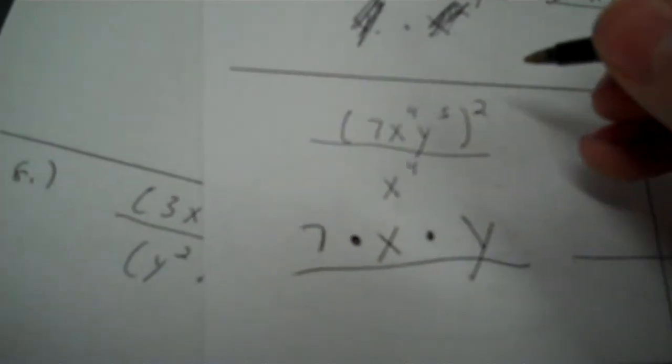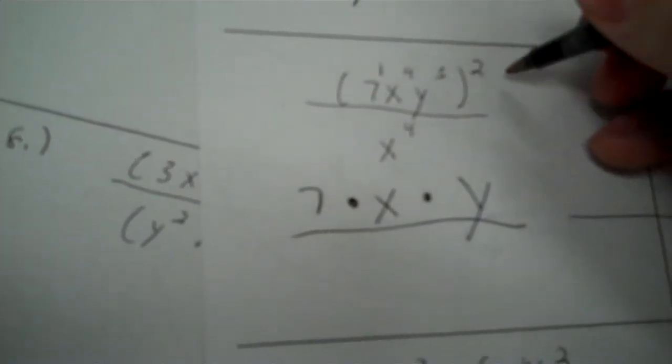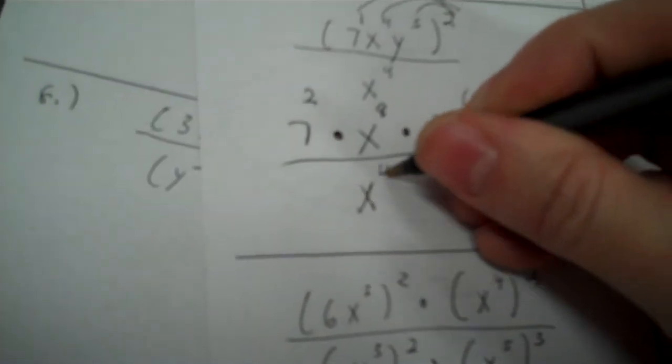Okay, next one. Top, we have a factor of 7, an x factor, and a y factor. So 7, 1 times 2 is 2. 4 times 2 is 8 with the x, and then 3 times 2 is 6. Remember, you're timesing those all by 2. On the bottom, you have x to the 4th.